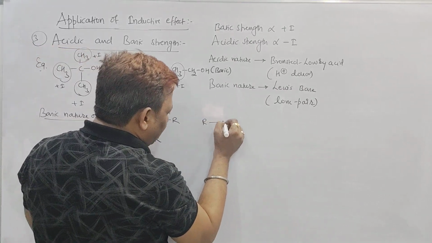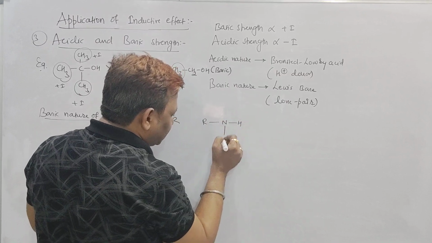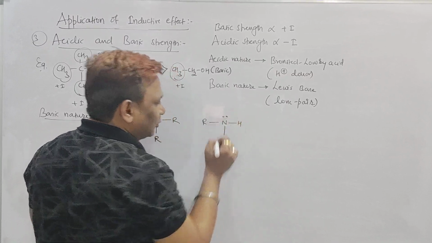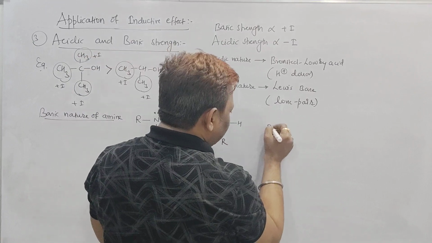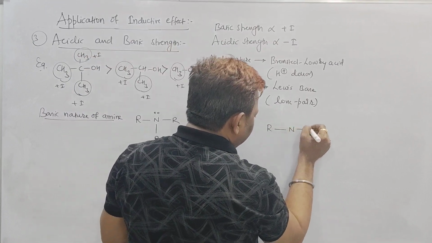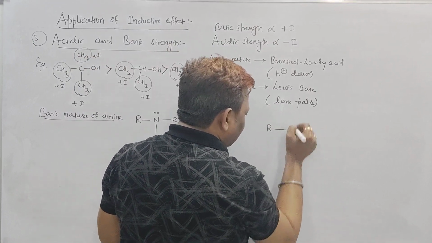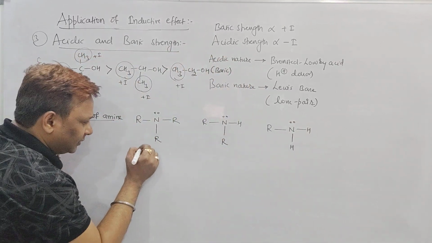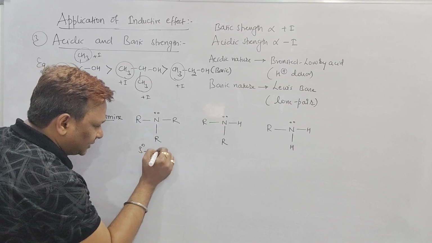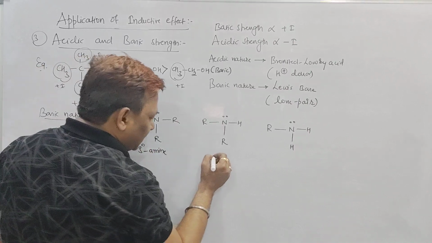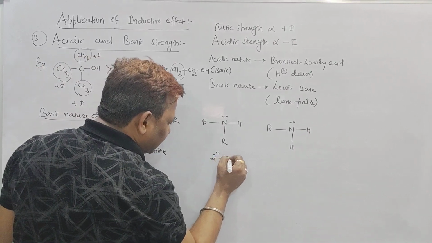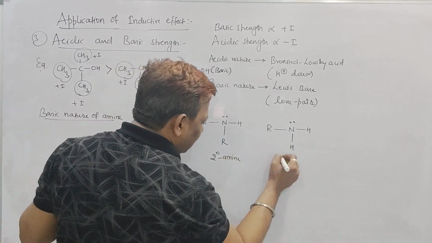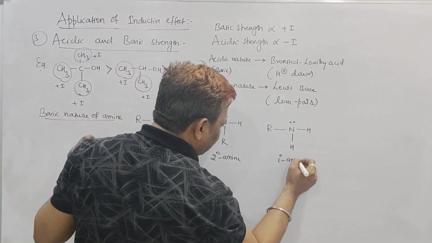This is R bonded with N, N bonded with H, N bonded with R, and N is having a lone pair. Secondary amine. And this is R bonded with N, N bonded with H and H. This is a primary amine. This is called a 3-degree amine, called a tertiary amine. This is called a 2-degree amine, called a secondary amine. And this is called a 1-degree amine, called a primary amine.